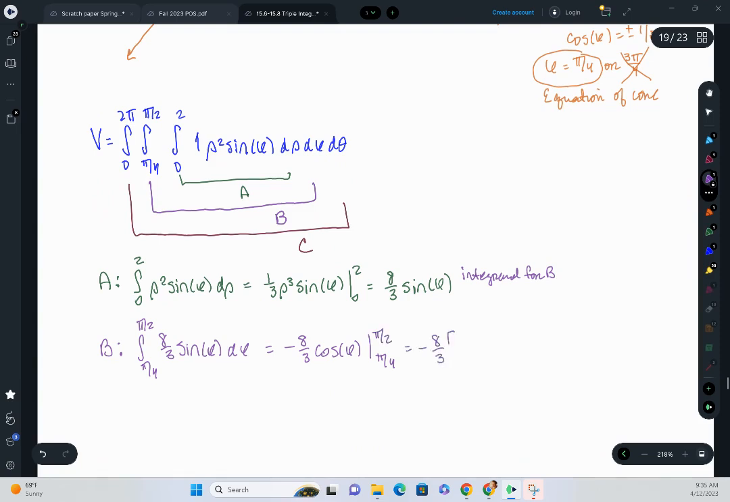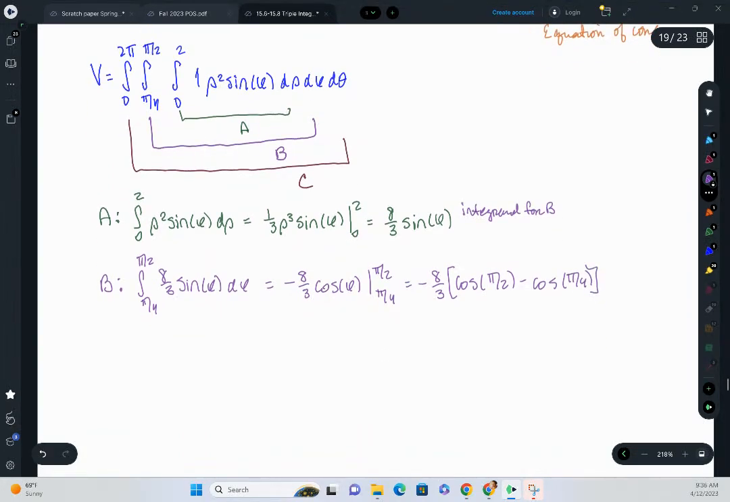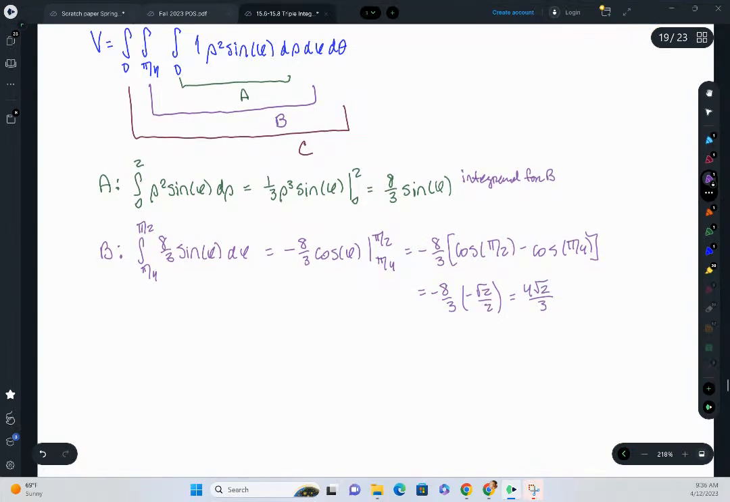I'll hold the minus 8/3 on the outside and evaluate cosine of pi over 2 minus cosine of pi over 4. Cosine of pi over 2 is 0. So this gives me minus 8/3 times a negative root 2 over 2 from the evaluation of cosine of pi fourths. That's great because this simplifies. I get a double negative, and this is going to be 4 square root of 2 over 3. Okay, and then this is my integrand for c.